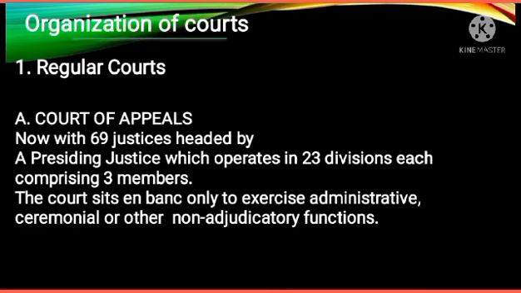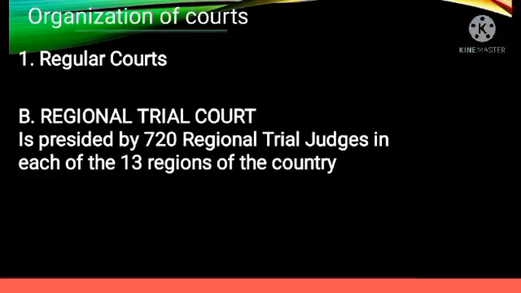Number 1, the regular courts. The Court of Appeals, now with 69 justices headed by a presiding justice, operates in 23 divisions each comprising 3 members. The court sits en banc only to exercise administrative, ceremonial, or other non-adjudicatory functions. Another of the regular courts is the Regional Trial Court, which is presided over by 720 regional trial judges in each of the 13 regions of the country.